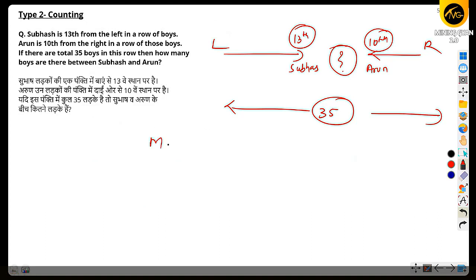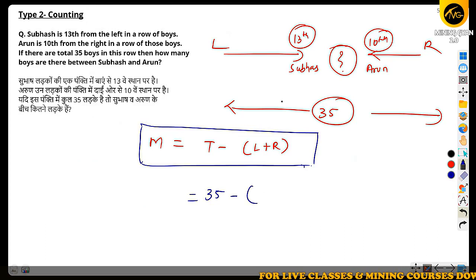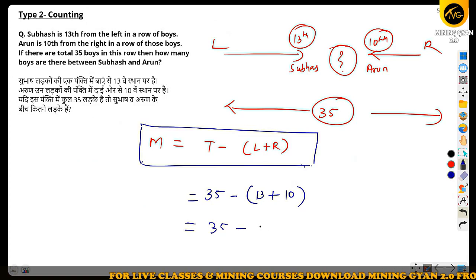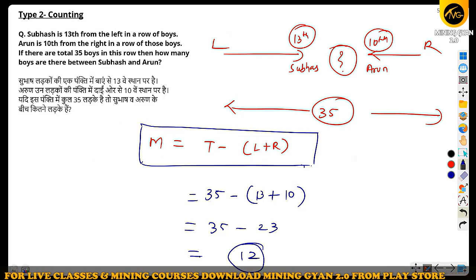So m is equals to t minus left plus right. Okay, 35 students are the total number of boys, minus the position of Subhas from the left hand side, that is 13, and the position of Arun from the right hand side, it's 10. Now m is equals to 35 minus 23, and the answer will be 12 students, 12 boys.